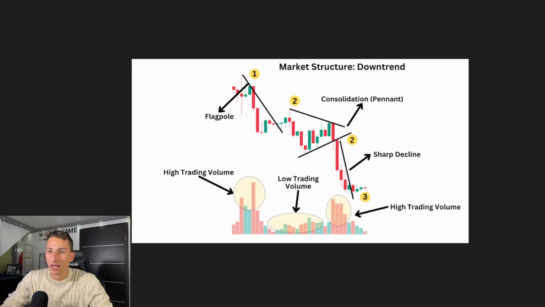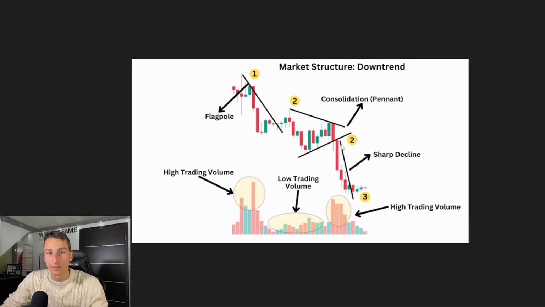Your entry: you can take a short when price breaks below the lower boundary of this pennant and confirm with a volume increase. And the stop loss goes above the highest point of the pennant, so your stop is going to be above this candle. And for the target, you measure as usual the pole, and you project it downward from the breakdown. Also, bear pennants during the first hour of regular trading hours, especially after a gap down, are particularly reliable.